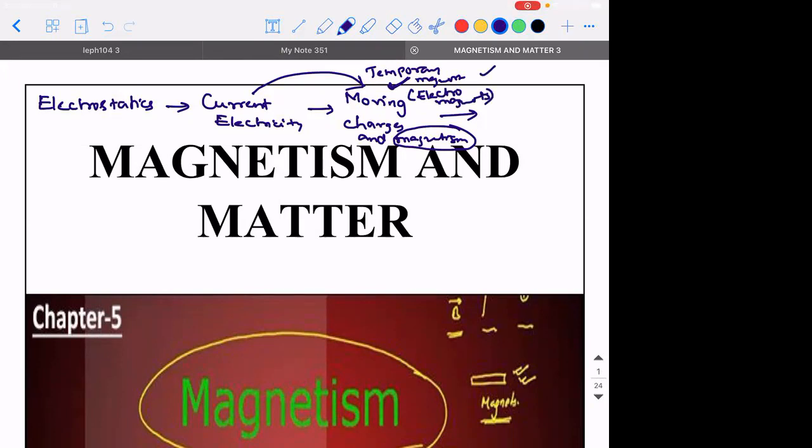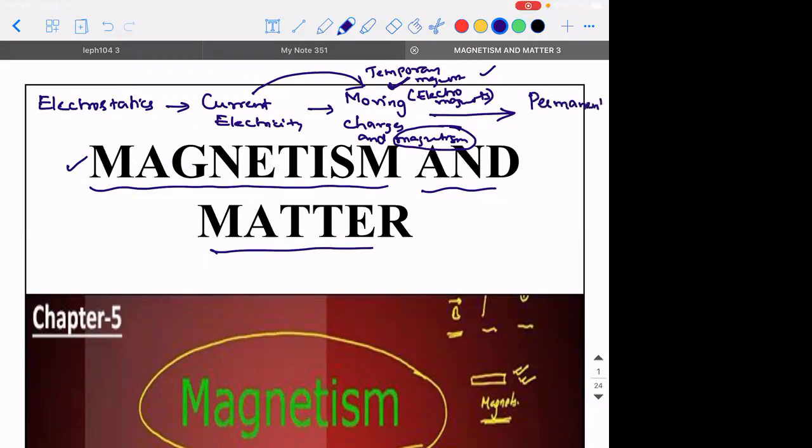Now again, we are going to read about magnetism and matter. Why are we doing it? We have already completed it in the previous chapter. Why are we again going into it? If you think of the answer, what do you think is going to be the difference between the previous chapter and this one? Here also it is magnetism. Stationary magnetism for stationary objects, sir. No, it is about permanent magnetism.